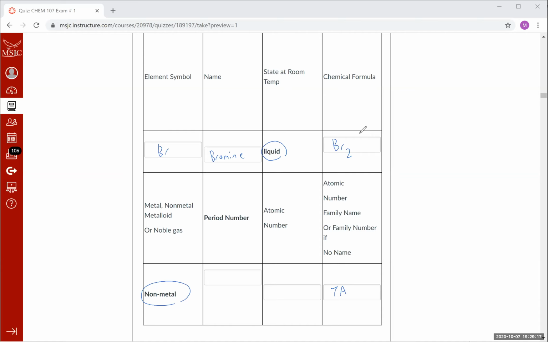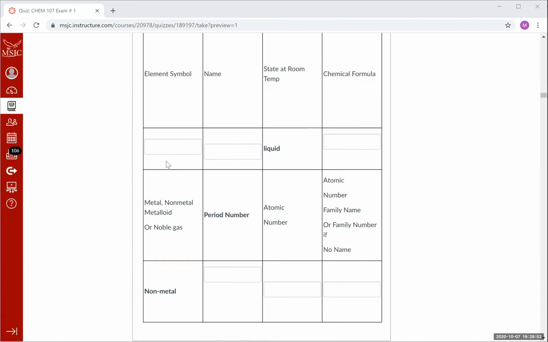So looking at the period number, if we look at bromine in the periodic table, what row is bromine found in? 4. Yep, perfect. So the period number would be 4. And then looking at bromine's panel, the atomic number, or the number above bromine, is 35. Does this make sense to everyone? Yes. Perfect.